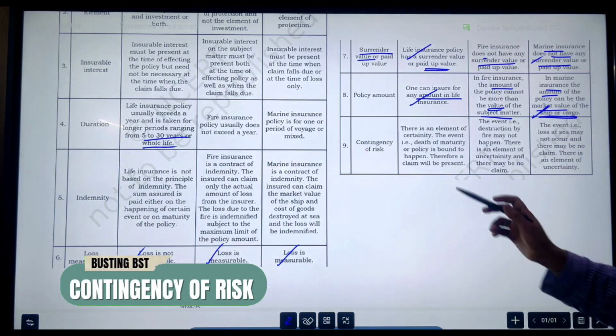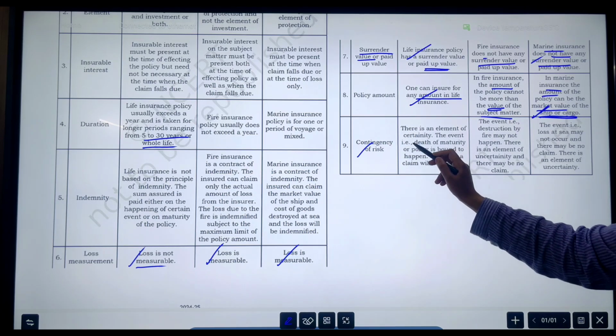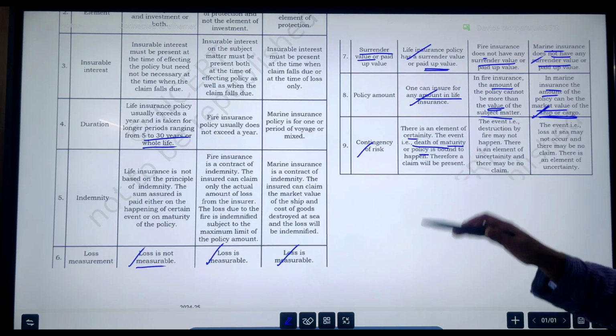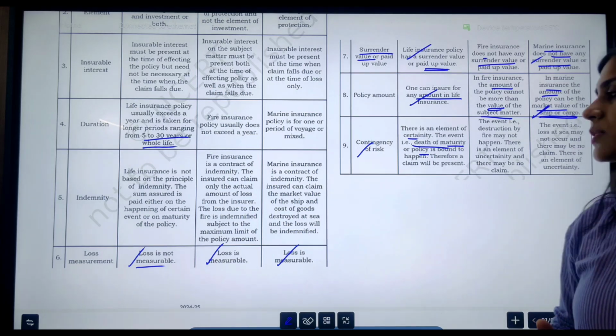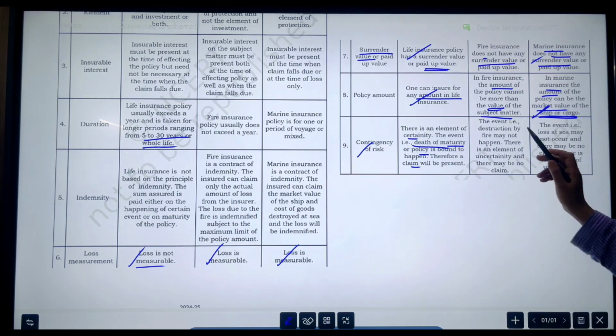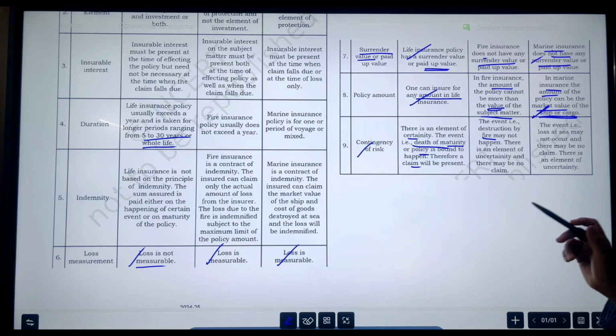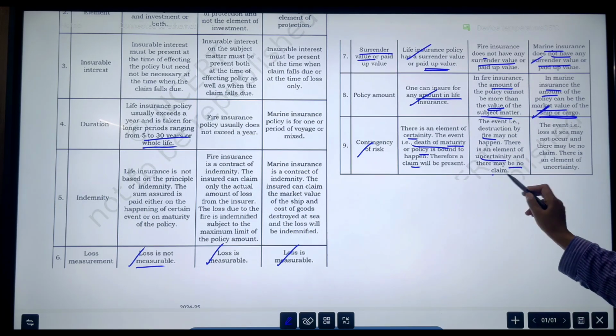Now, contingency of risk: here death is certain. So after the maturity of the policy or death of the person, whatever happens first, the claim will be there. But in fire insurance, since the duration is very short, of 1 year itself, the uncertainty is that the loss may or may not happen.